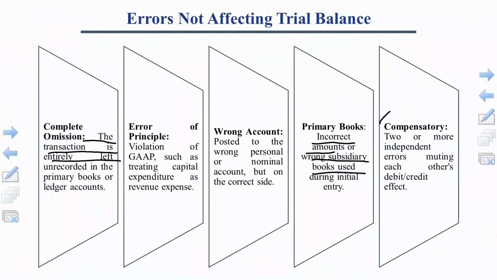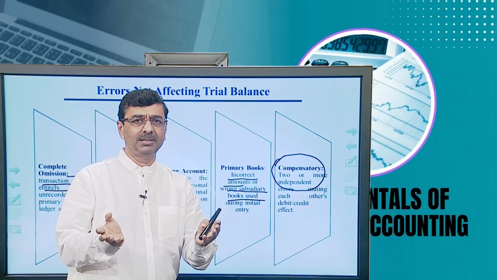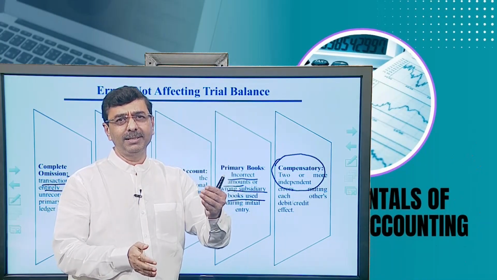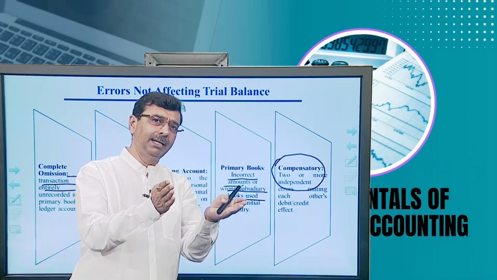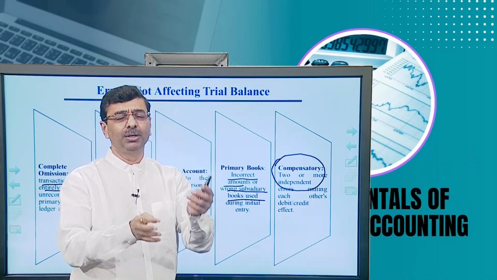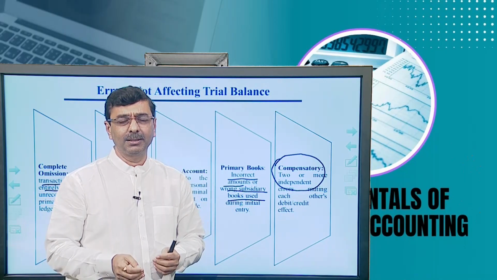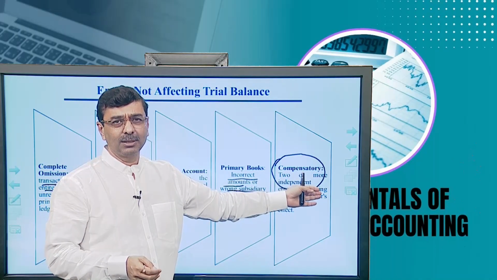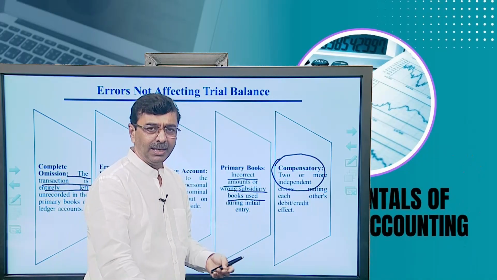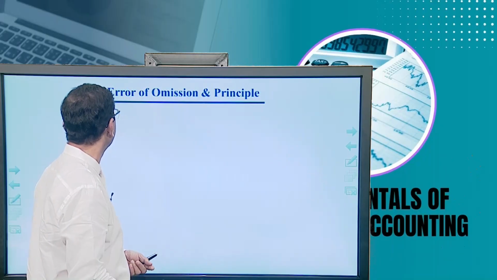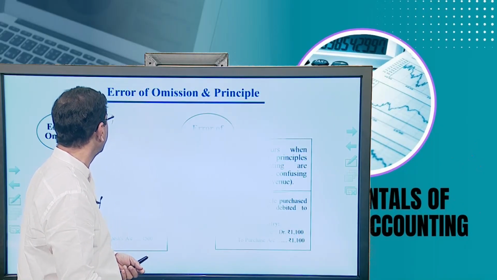Compensatory errors occur when two or more independent errors are identified simultaneously because of some transactions, and they compensate each other. In that way the account has been settled, so that is considered a compensatory error. I'll explain it with an example also. Error of omission and principle now first.